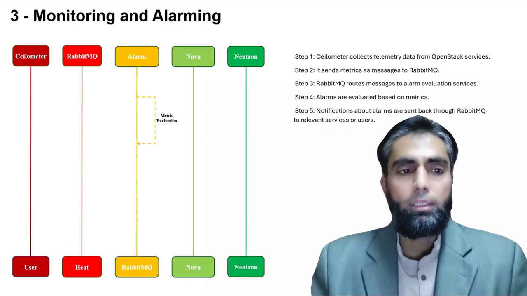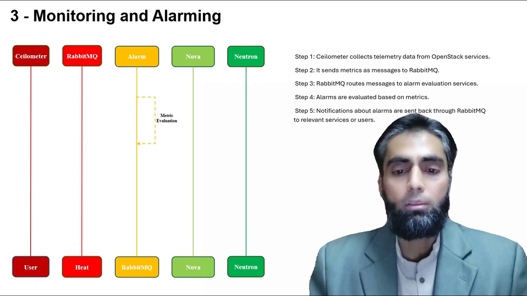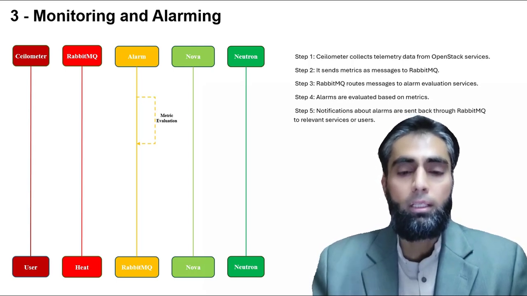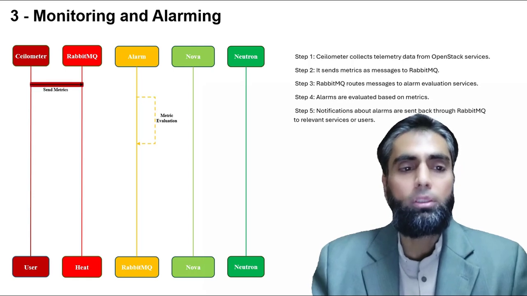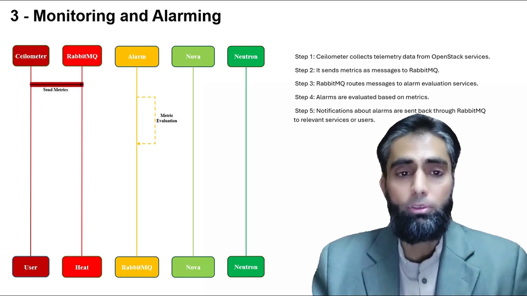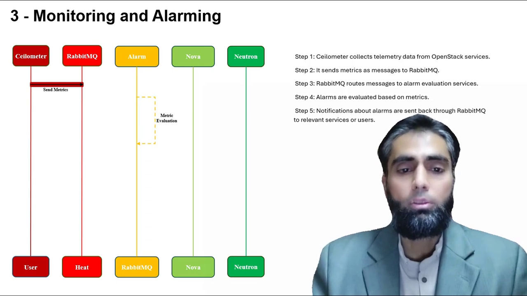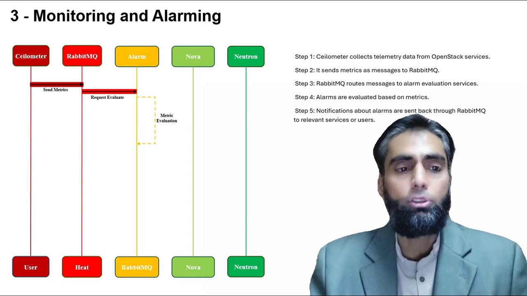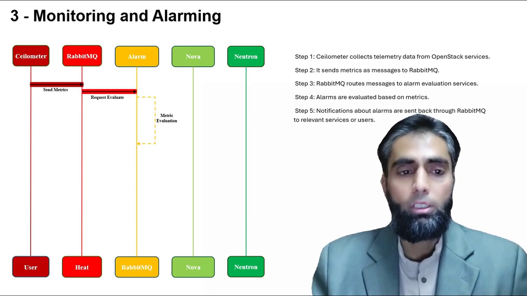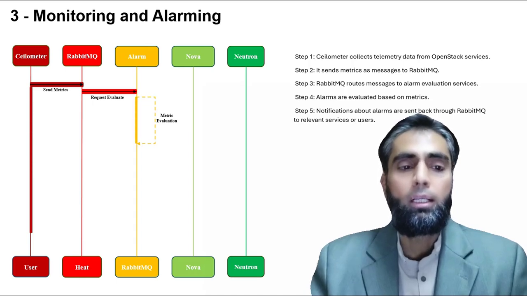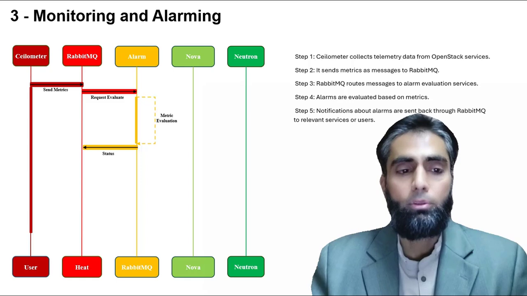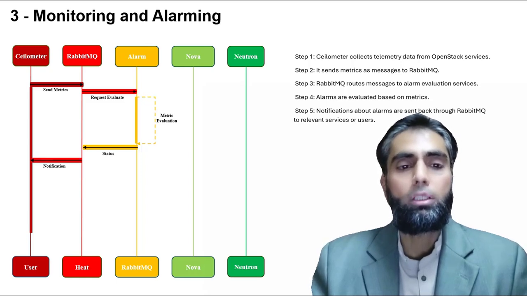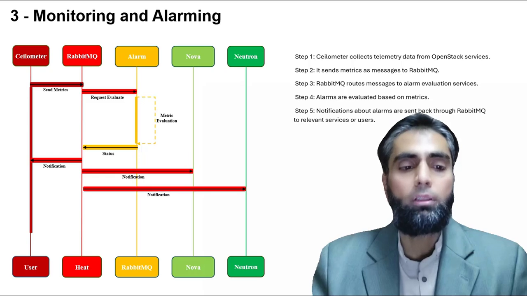Take another example in which RabbitMQ is used for monitoring and alarming purposes. For this purpose, there is a telemetry service which collects the metrics from the different services, and once it collects them, it sends the metrics to RabbitMQ. From there, RabbitMQ sends the message to the alarm service, which evaluates the alarms and then informs RabbitMQ back. It also informs the other resource services like Nova and Neutron, sending the notification of the particular events or the alarms.